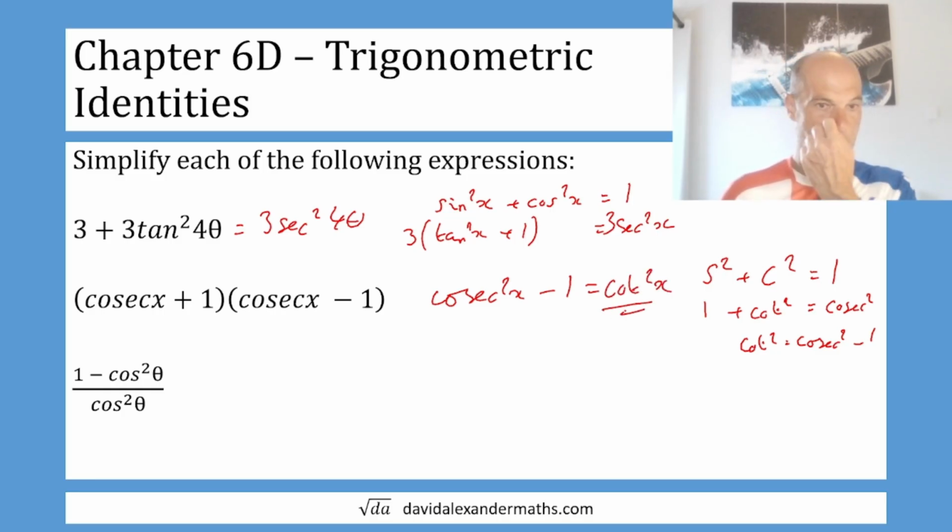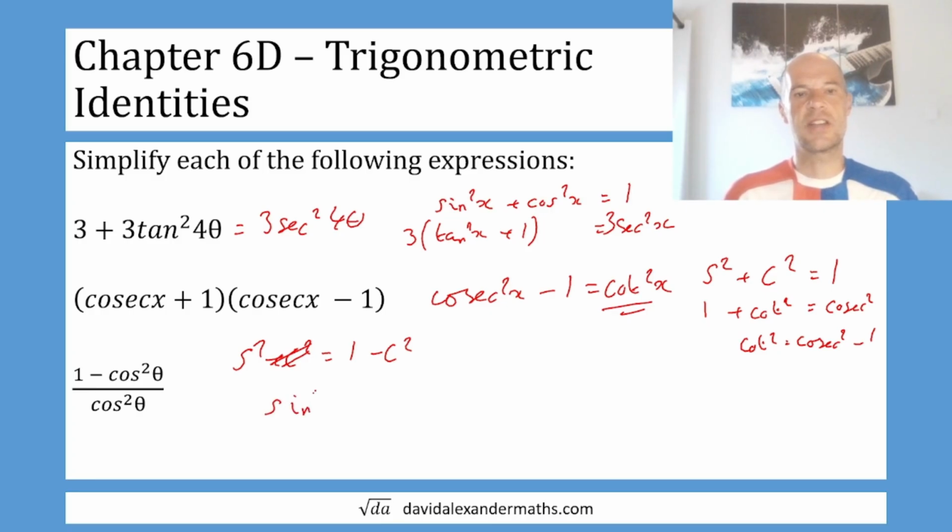Done. Okay, so for this last one, 1 minus cos squared, I know that sine squared plus cos squared is 1. So 1 take away cos squared is sine squared. So what I have is sine squared theta over cos squared theta, and of course sine divided by cos is tan, so that is simply tan squared theta, and we're done there.